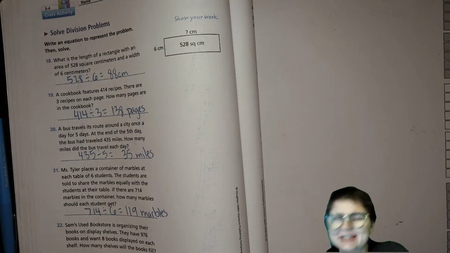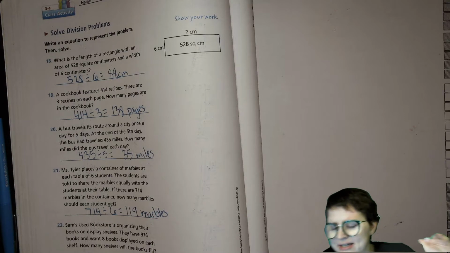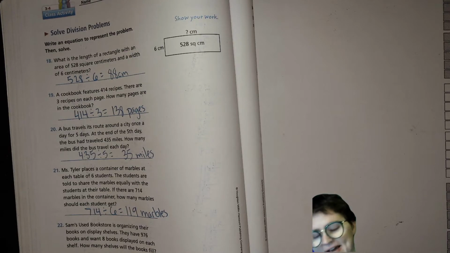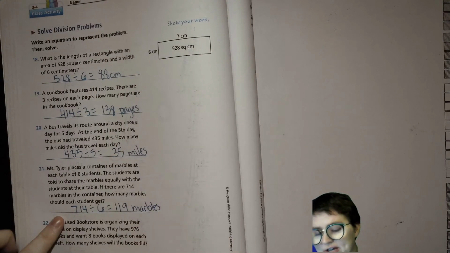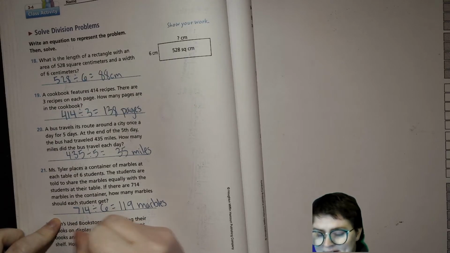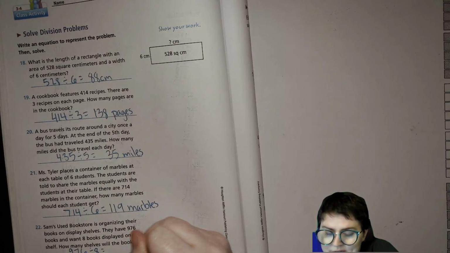Last one. Give this one a shot on your own. Hit play when you're ready. Sam's Used Bookstore is organizing their books on display shelves. They have 976 books and want 8 books displayed on each shelf. How many shelves will the books fill? So 976 divided by 8 equals the number of shelves.